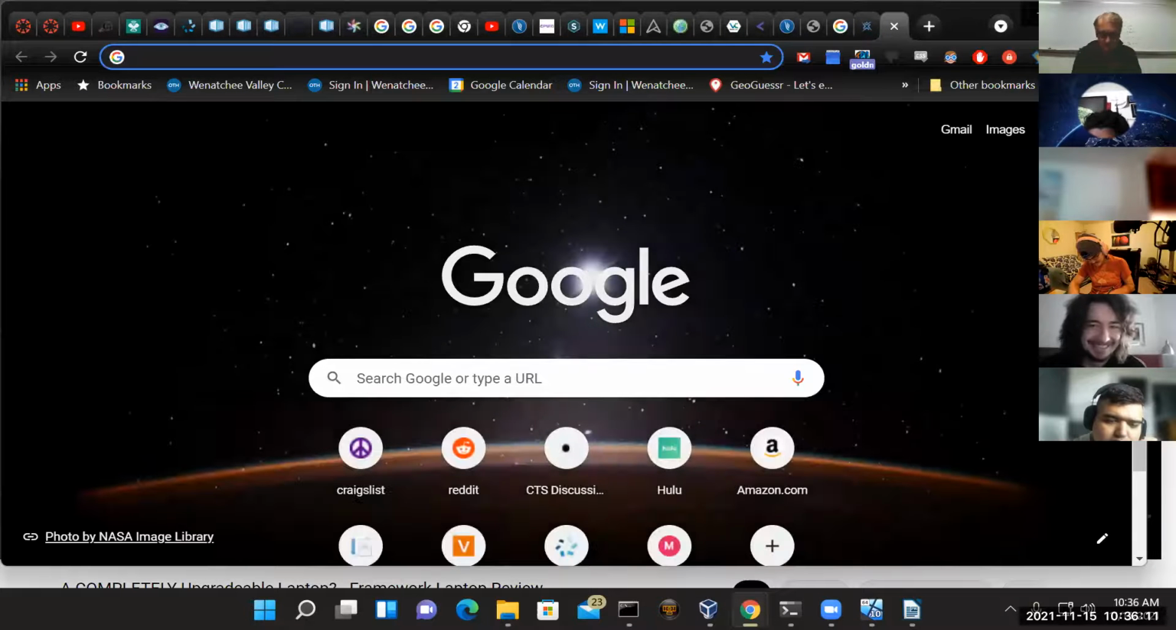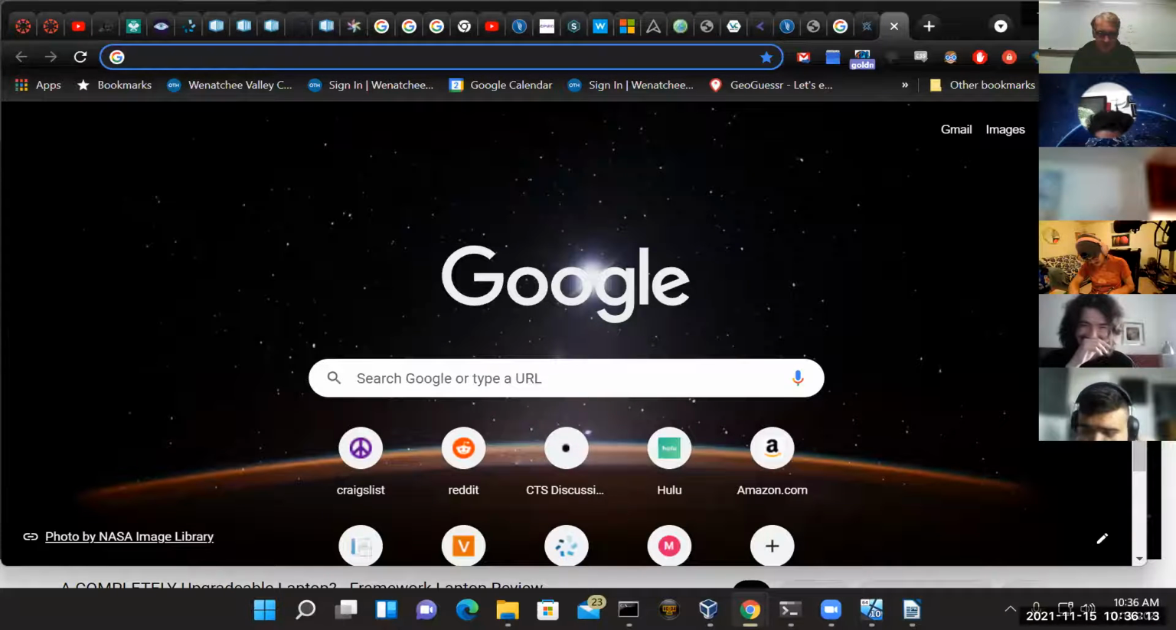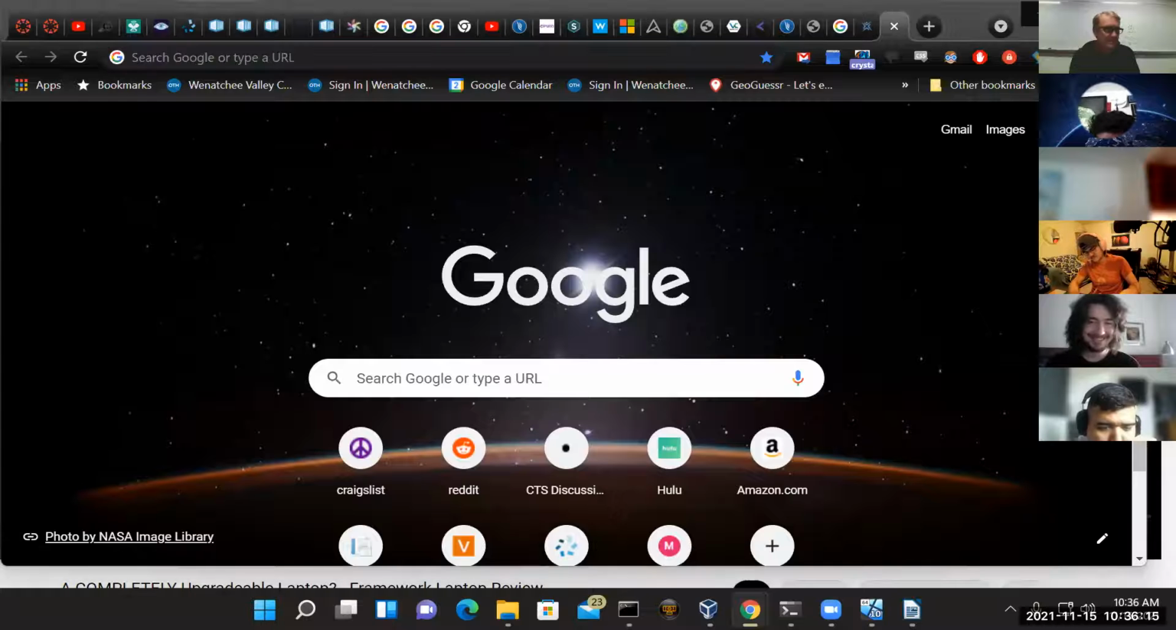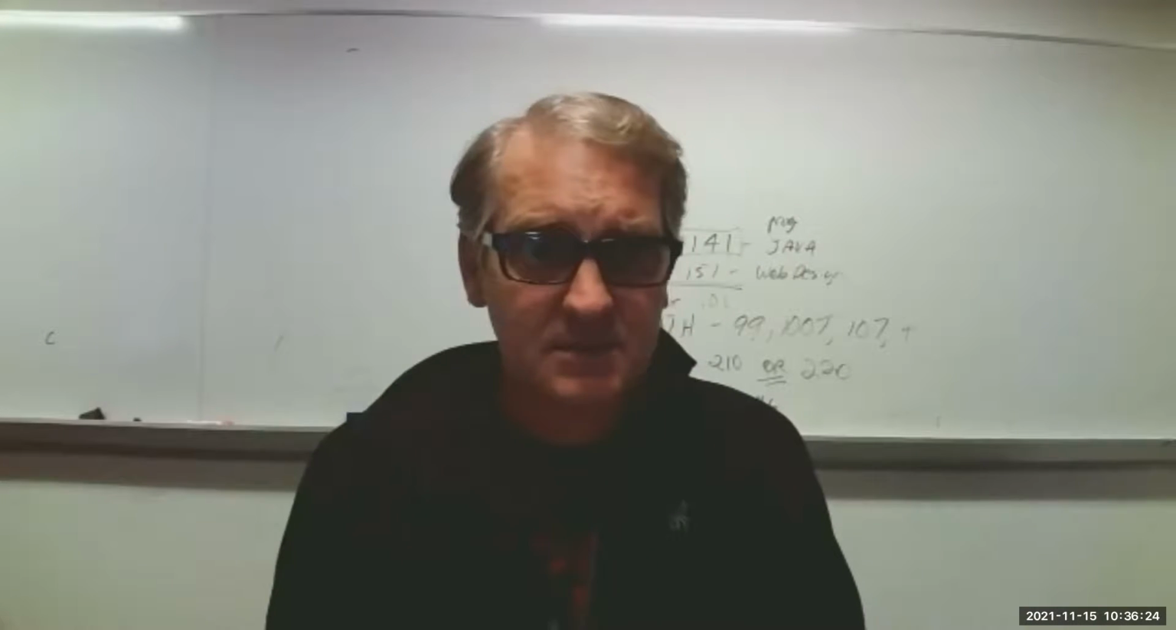One of the programs that we have used here in class is FreeNAS. How many of you are familiar with the term network attached storage? NAS. Okay.